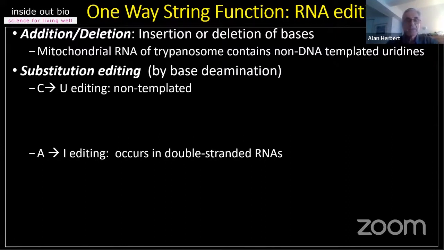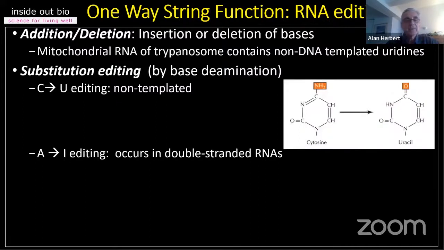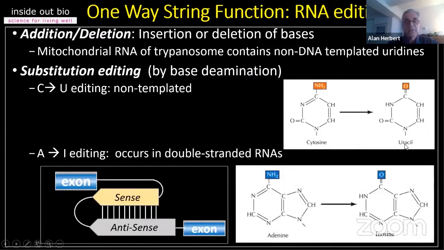The other type of editing, which is found in humans, is substitution editing, where you can get a change in one of the adducts on the ring, in this case from an amino group to a keto group. And so in this case, you change cytosine to uracil. You can also do this for double-stranded RNA, which we'll talk about later, where the amino group is removed from adenine and you end up getting inosine, which is translated as guanine if it's in a codon. So these are just examples of string operations that happen on nucleotide sequence.